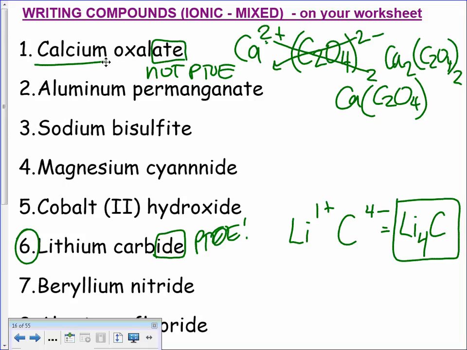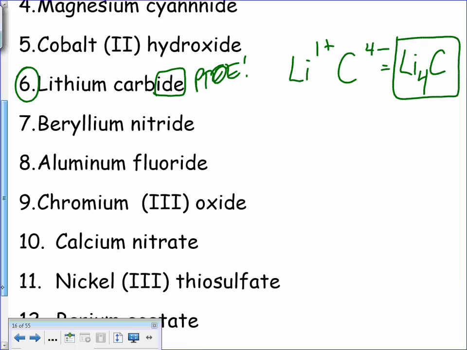Let's do number 7. I'm trying to do the easy ones first. 7, beryllium nitride. First thing you're doing is what? Beryllium is Be. Charge of beryllium? It's in group 2, so it loses 2 valence electrons, so it makes Be 2 plus. Nitride sounds like nitrogen, so what charge will it attain?